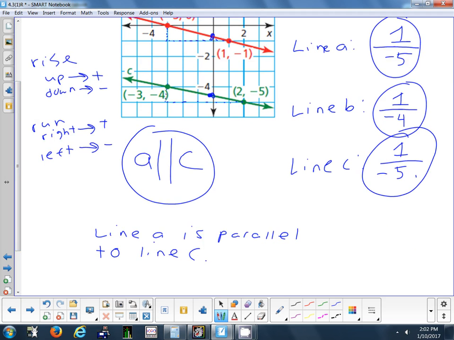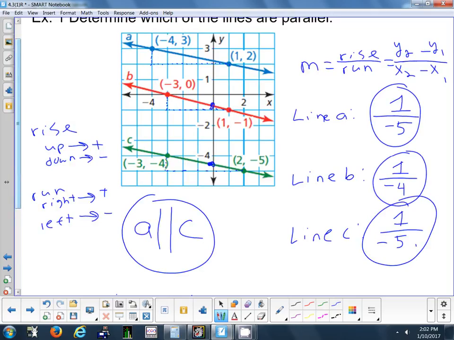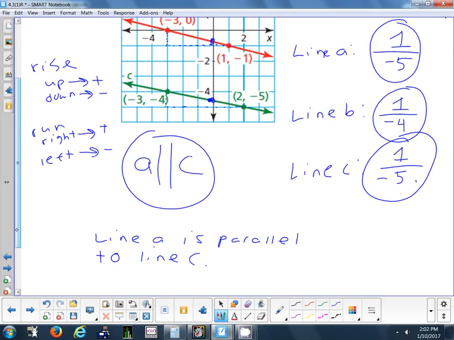Any questions on that? So the more lines you have, the longer it takes, because you have to find the slope of every one of them. You'll never have a problem where you have more than 2. Go down a little? Yep, this means that A is parallel to C.